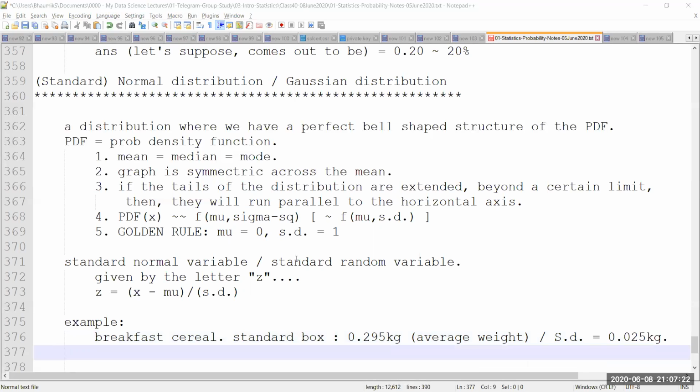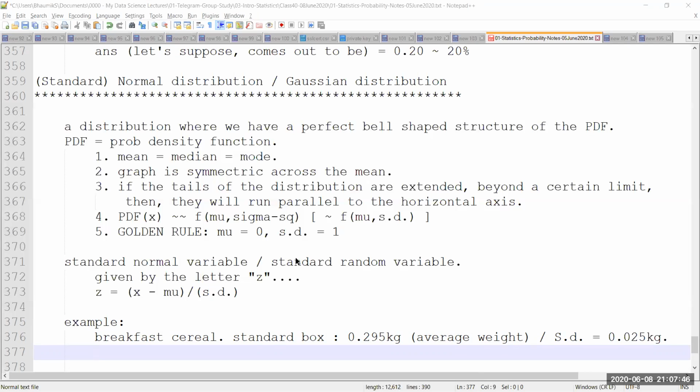Okay, any XYZ company selling breakfast cereal, they are saying any standard box you pick up, 0.295 kg will be the average weight of that box, or average weight of the items in that box. Okay, it is not the weight of the physical box itself. It's the cereal which is inside, which you are going to buy. You are going to go to your home, put it into milk, and then eat. Right now, it's a very important thing to consider.